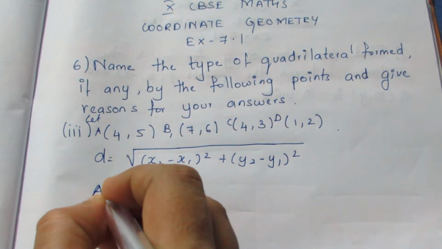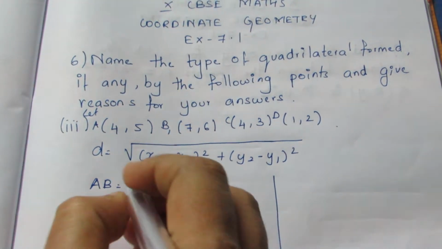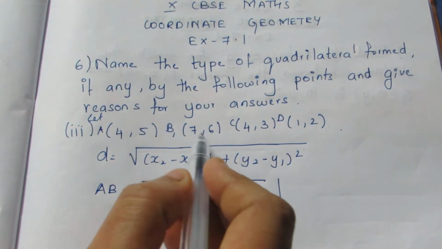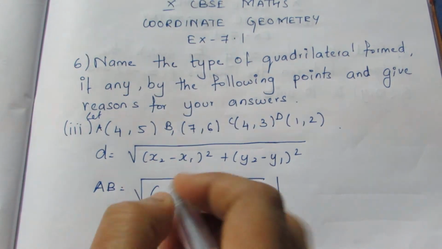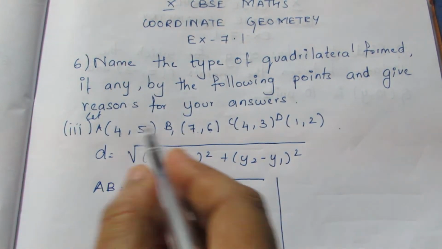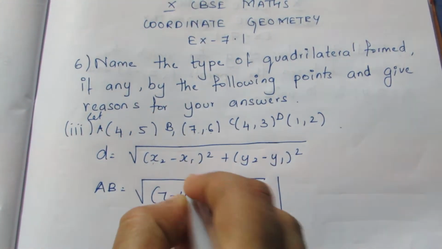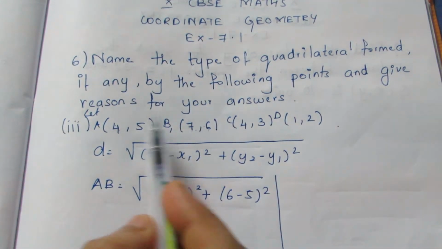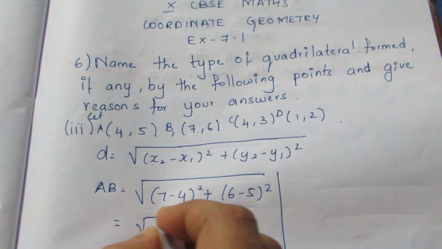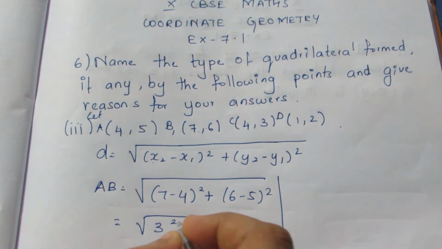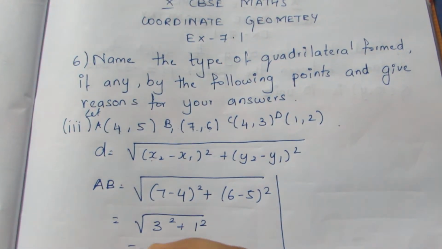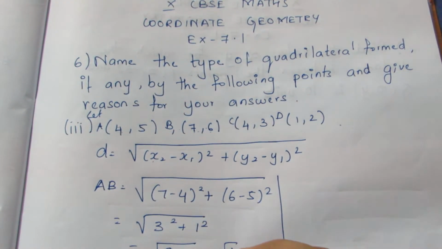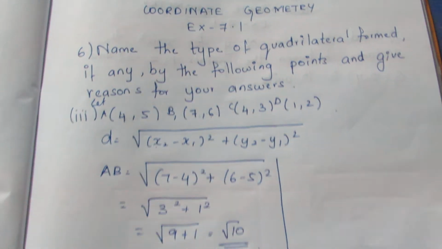So first AB. AB equals root of, taking A and B as x1 y1 and x2 y2, let me solve this. x2 minus x1 means 7 minus 4 the whole square plus 6 minus 5 the whole square. Now here it is 3 square plus 1 square. 3 square is 9, plus 1 is root 10. So AB is root 10.